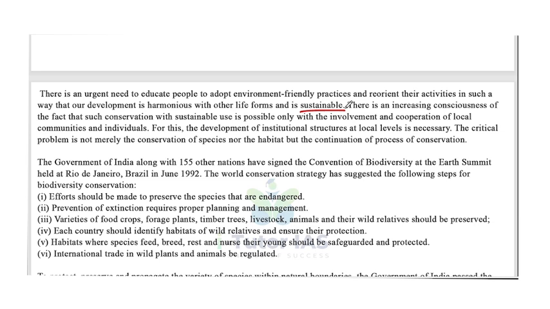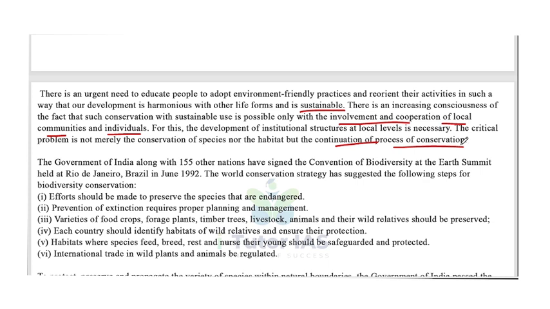There is an increasing consciousness of the fact that such conservation or sustainable use is possible only with the involvement and cooperation of local communities and individuals. So for sustainable development, we should include the local communities and individuals. For this, development of institutional structures at local level is necessary. The critical problem is not merely the conservation of species nor the habitat, but the continuation of the process of conservation.